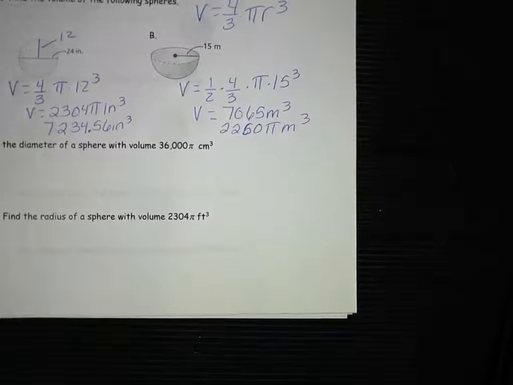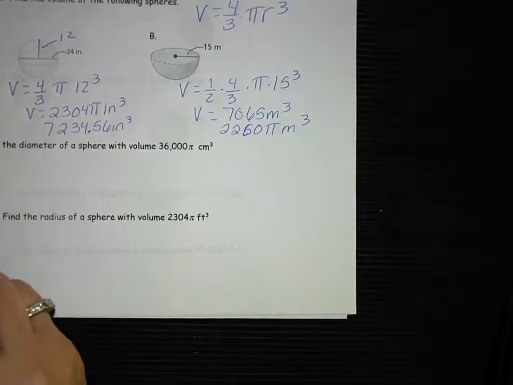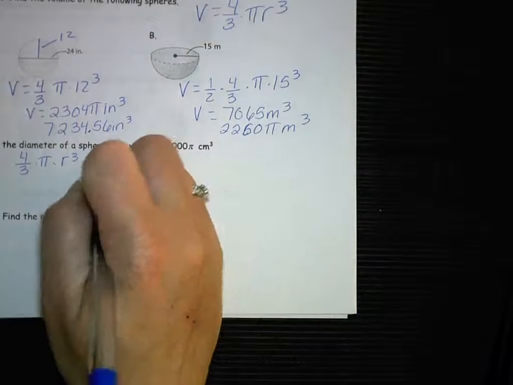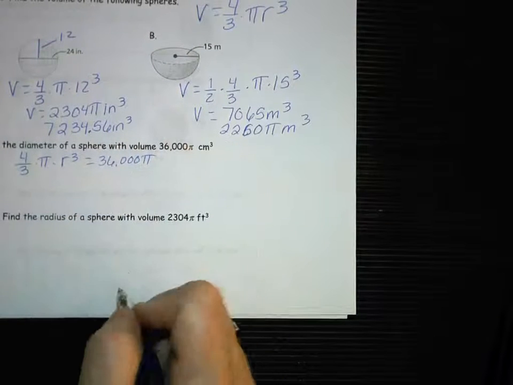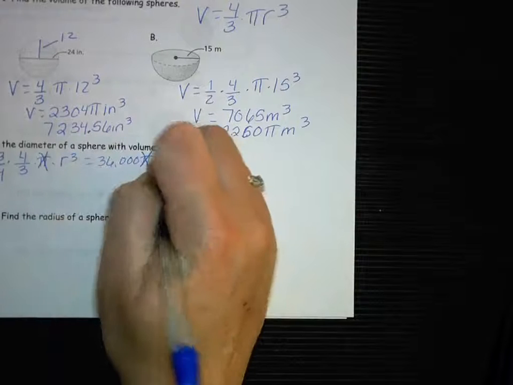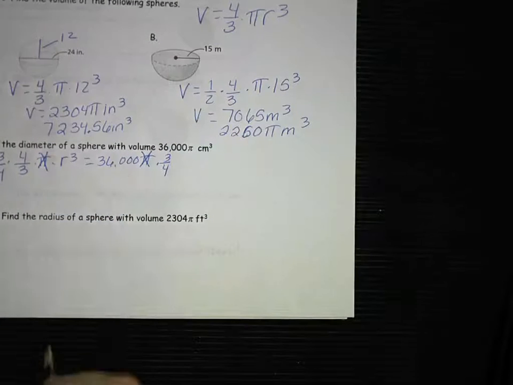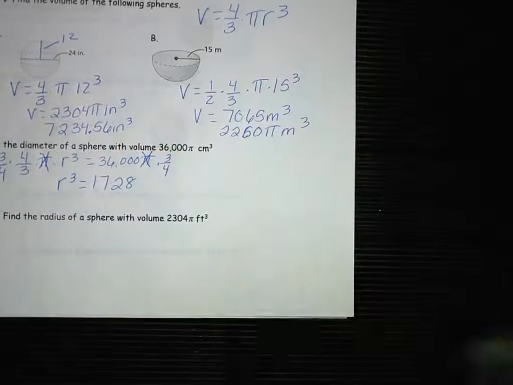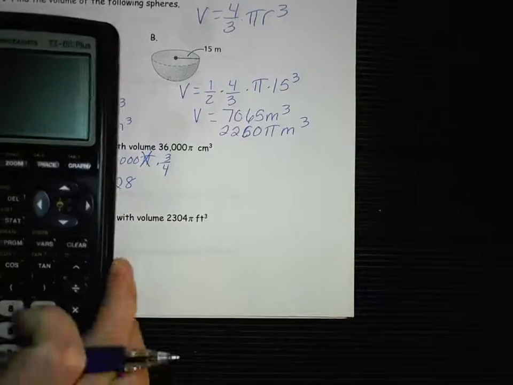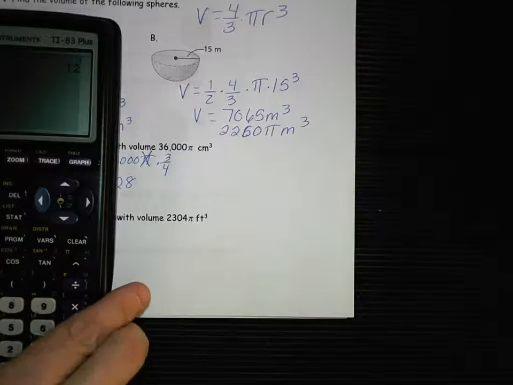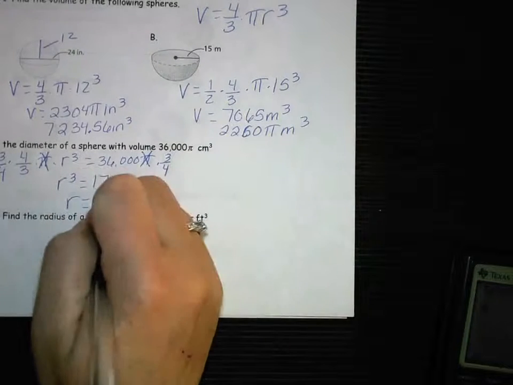Example C asks us to find the diameter of a sphere when the volume is 36,000 pi. So our volume is 4/3 pi r cubed, and that's going to match up with 36,000 pi. Pi's cancel. To get rid of the 4/3, you are going to multiply both sides by 3/4, and you have r to the third equals 1,728. Now I don't think you guys have done cube roots yet. To do cube roots, you do your math key, and you see right here in number 4 is cube root, and then enter 1728, and that tells you that your radius is 12.